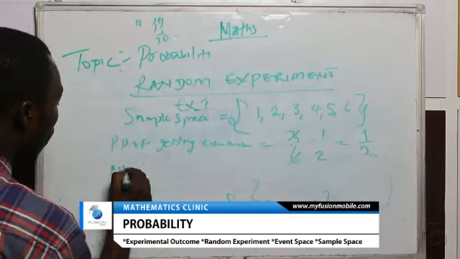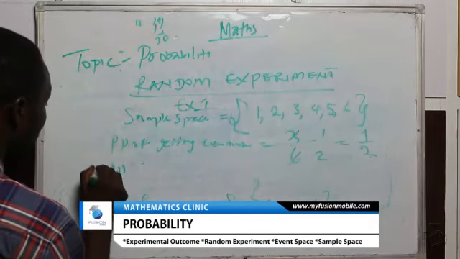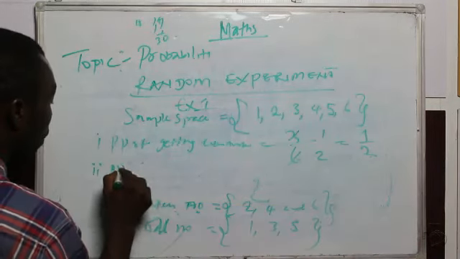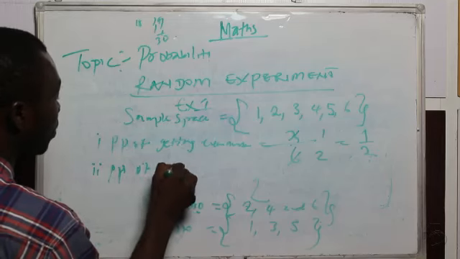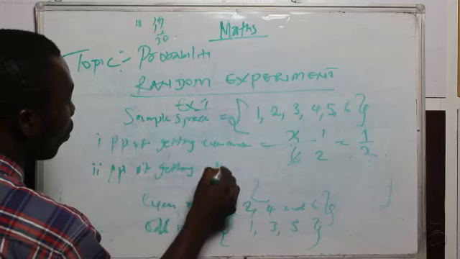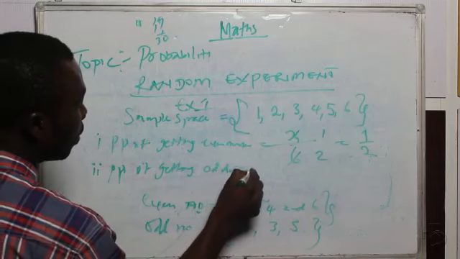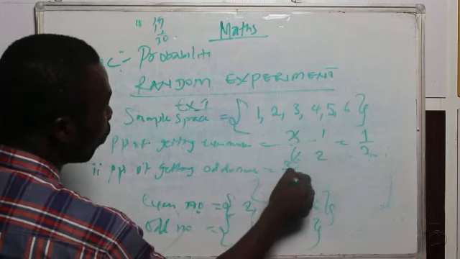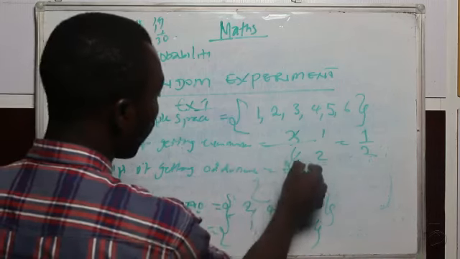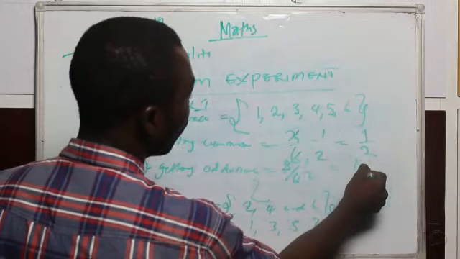Also, the probability of getting an odd number is equal to 3 over 6. Dividing by 3 here and 3 here gives 1 over 2.